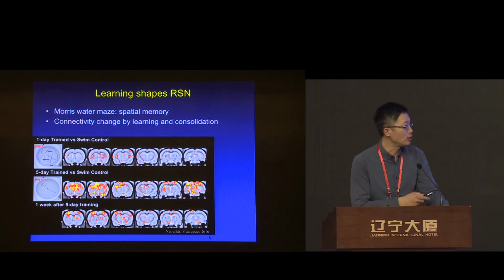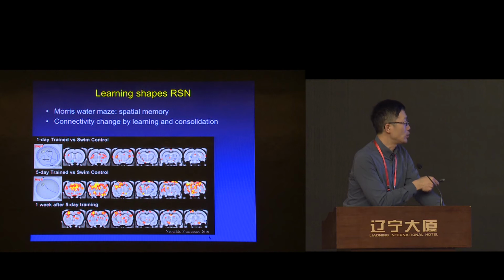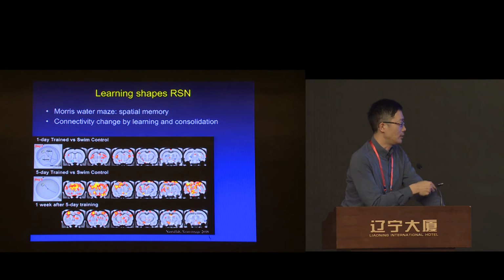And if you look at the functional connectivity, if you train the animal for just 1 day, they didn't learn, they're still fooling around in the pool, and you don't see much connectivity. With a 5-day well-trained rat, you can see that the rat swims straight to the platform, and you see a dramatic increase of functional connectivity, now talking to the hippocampus.